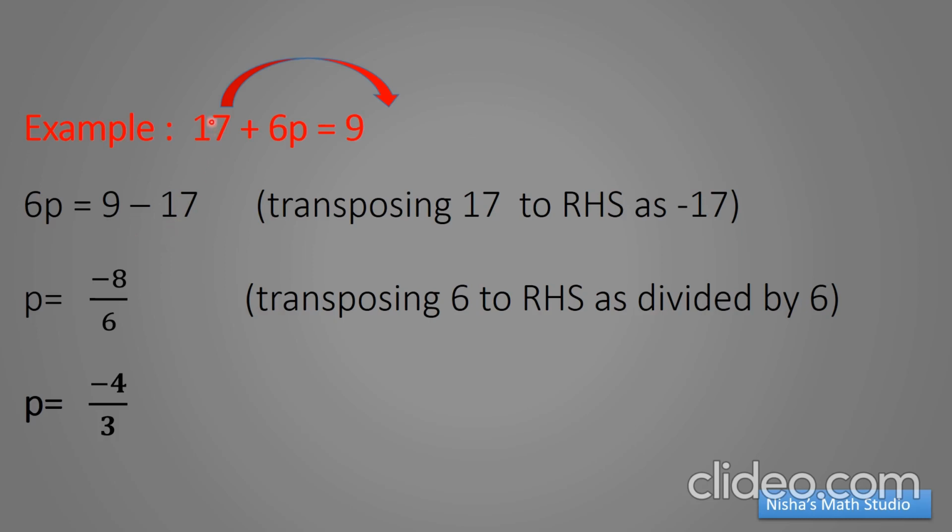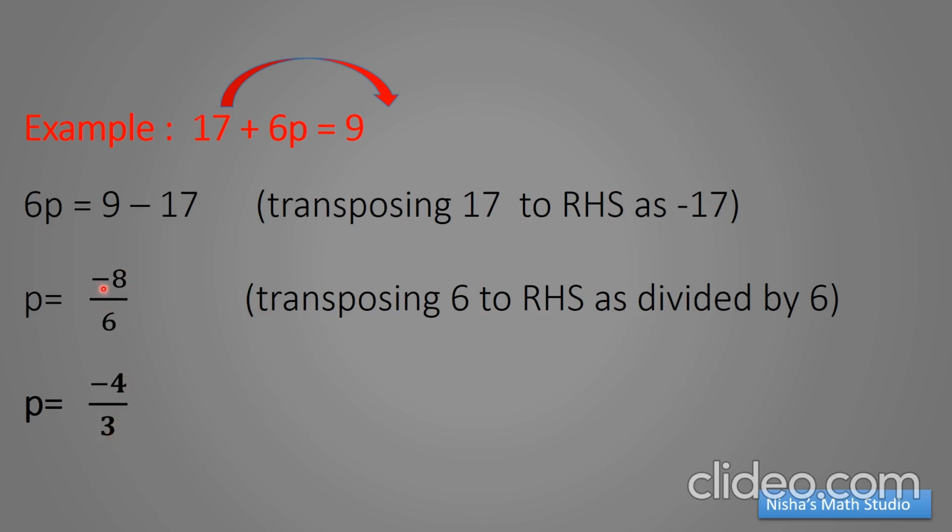Look at this. Plus 17 has become minus 17. 9 minus 17 is minus 8. This multiplication of 6, which was on the left hand side, has been taken to the right hand side as division. So you have minus 8 by 6. In which table can we simplify this? Yes, we can simplify it with the table of 2. So 2 threes are 6, 2 fours are 8.